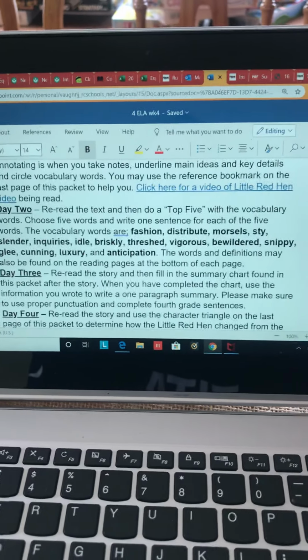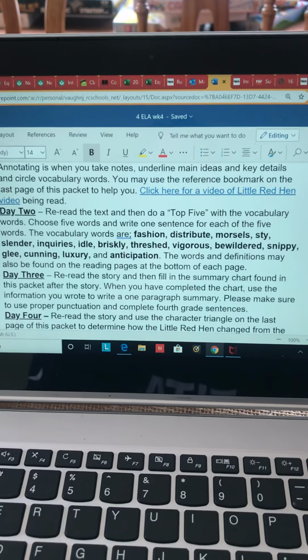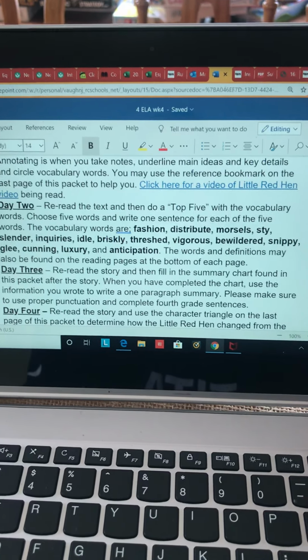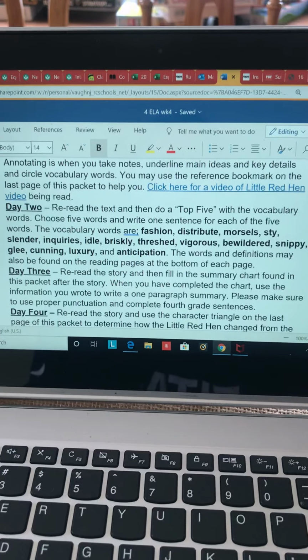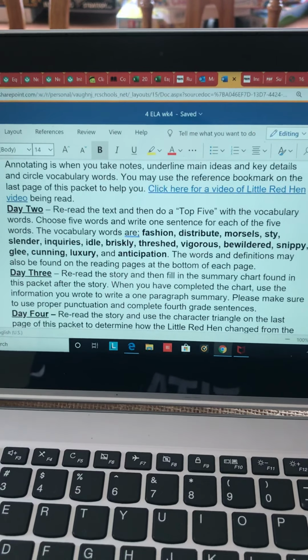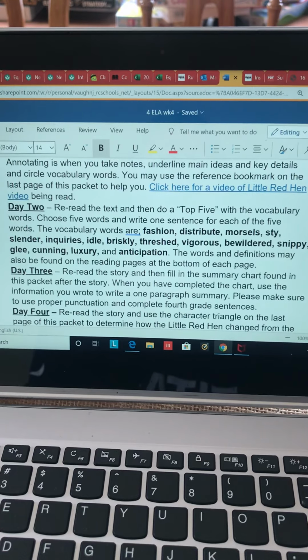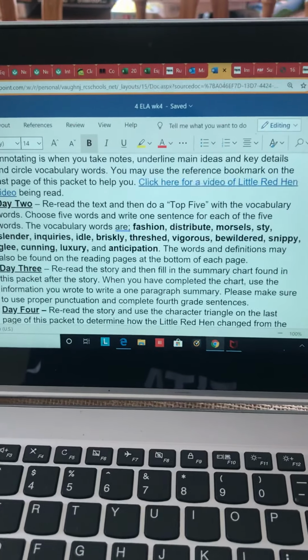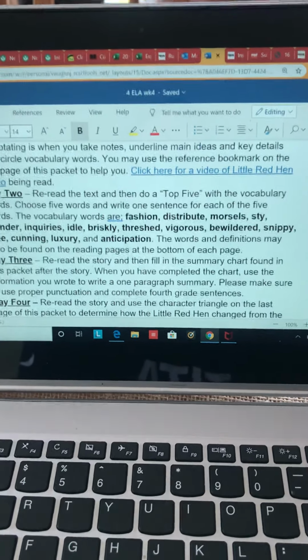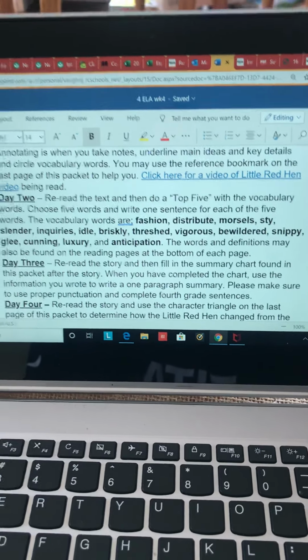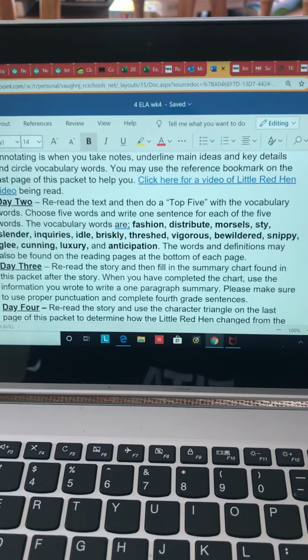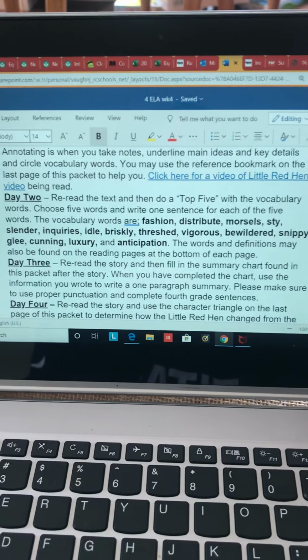Day two, you're going to reread the text and then you're going to take some vocabulary words. The words that are embolded there in black, you are to choose 5 of them and write them in complete sentences, capital letters, punctuation. If you have trouble with any of these vocabulary words, the definitions are at the bottom of the story pages. Just look for them at the bottom of the story pages and it'll tell you what each of these words mean.